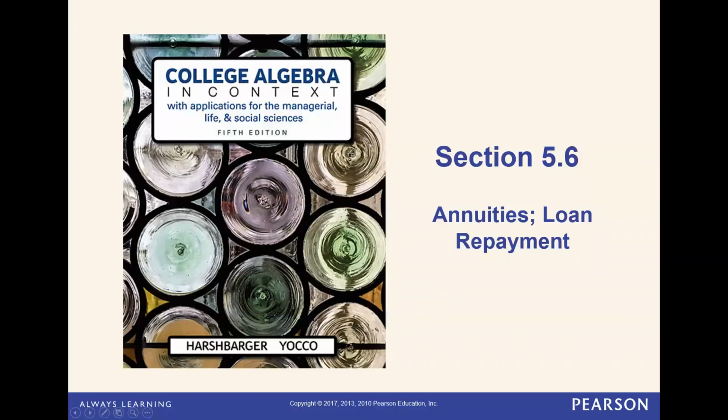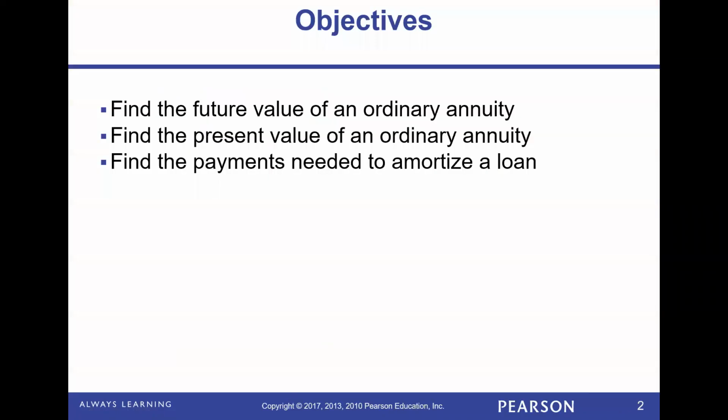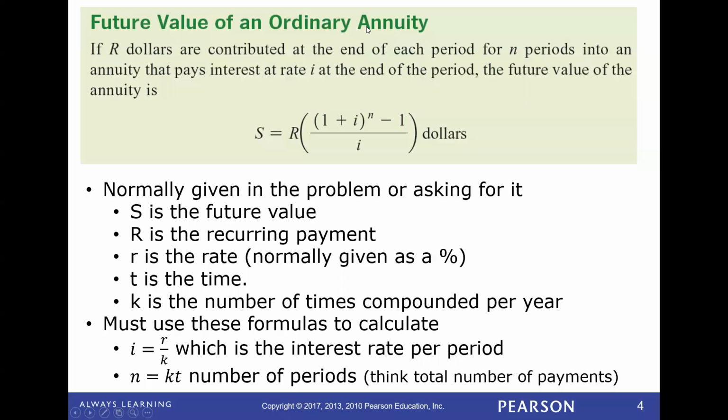So let's talk about section 5.6, annuities, loans, and repayments. As we work on these sections, guys, do be aware that when you are looking at these, we are doing future values, present values, and then payments itself. So just keep in mind that there are keywords that we want to really watch out for.